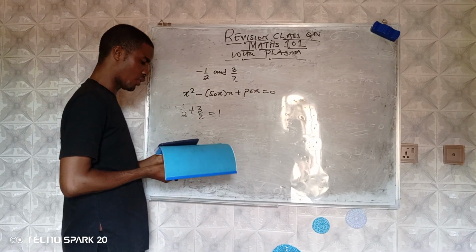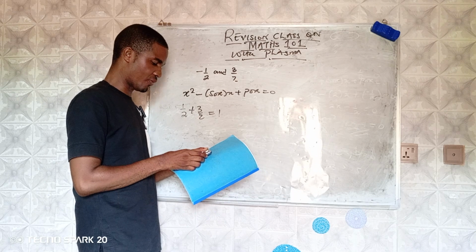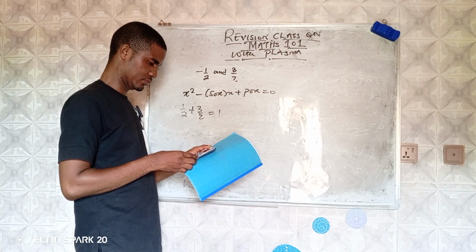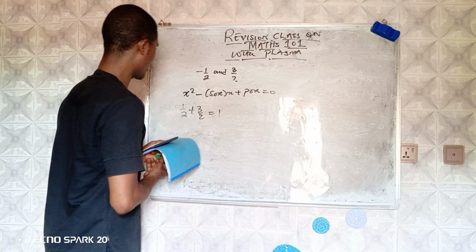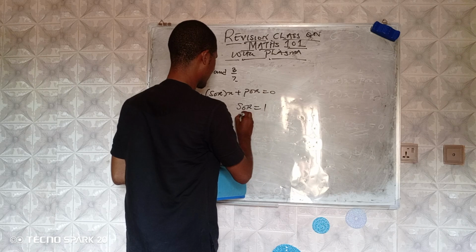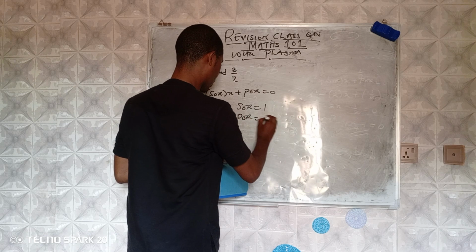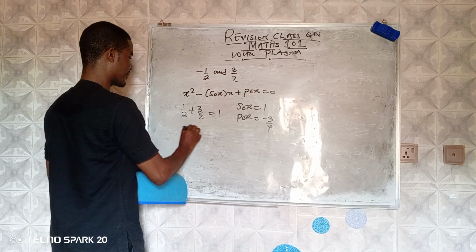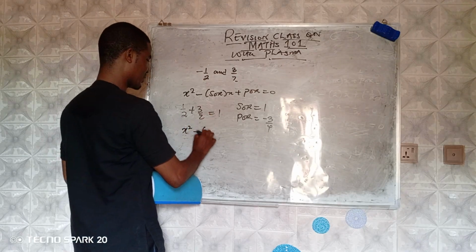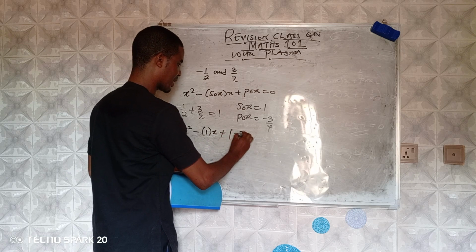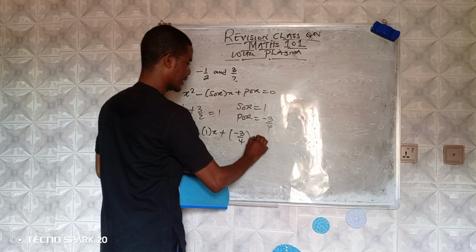Product: minus 1 over 2 times 3 over 2 is minus 3 over 4. So what I'm trying to say here is my SOR is equal to 1 and my POR is equal to minus 3 over 4. So we put it into there. We have x squared minus SOR, which is 1, x plus minus 3 over 4 equals 0.